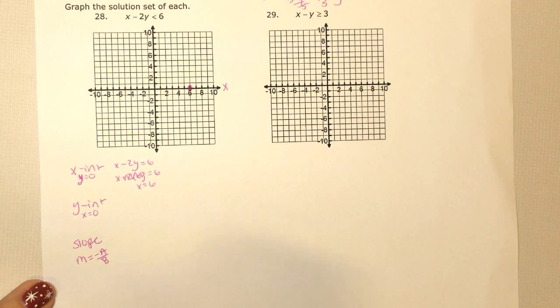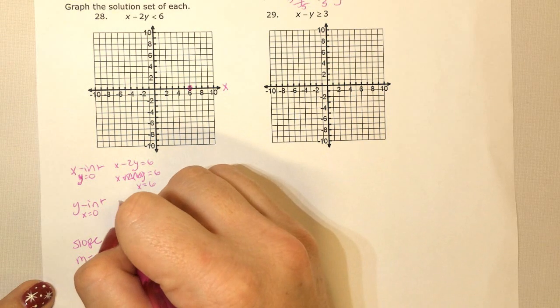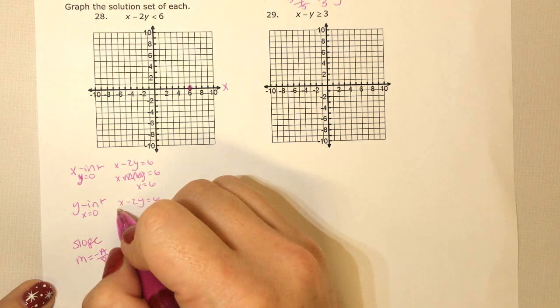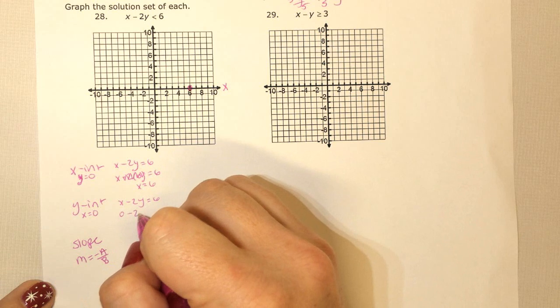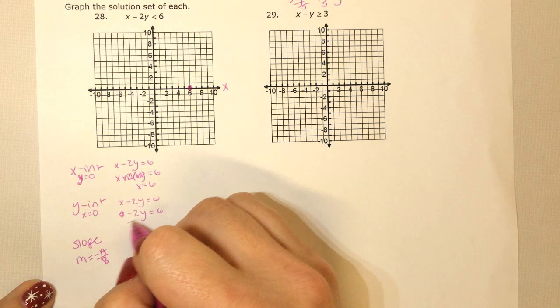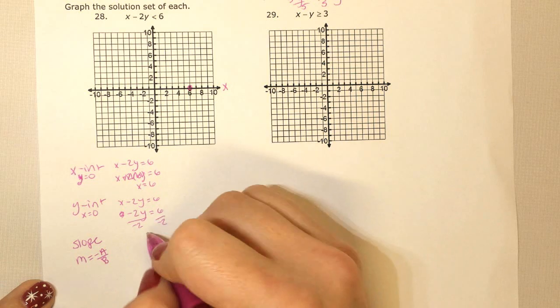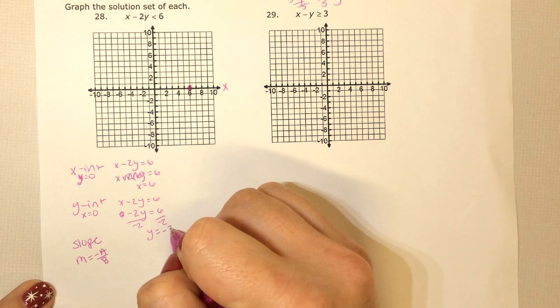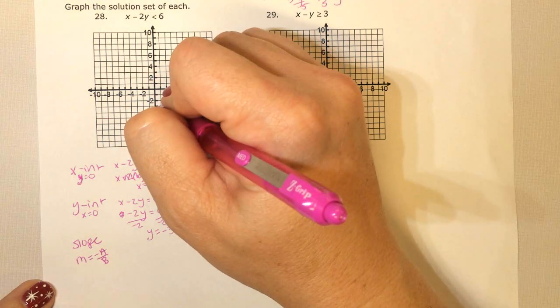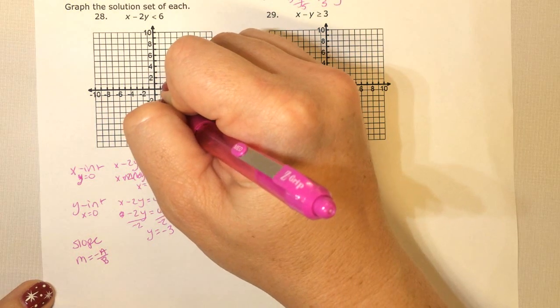Now I'm going to find my y-intercept. So again, x minus 2y equals 6. We're going to treat it like an equation, and instead of x, I'm going to put 0. So 0 minus 2y equals 6. The 0 goes away, and I divide both sides by negative 2, and I get y equals negative 3. So on my y-axis, I'm going to put a point at negative 3.